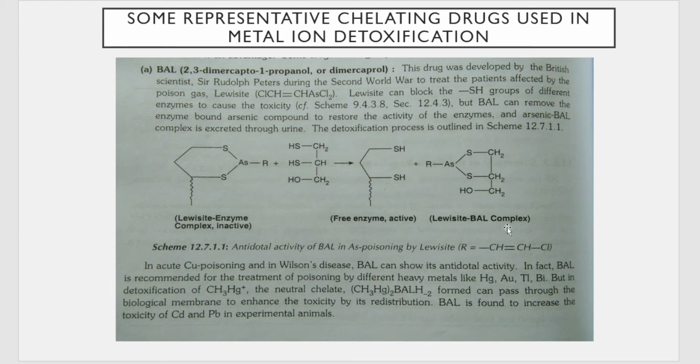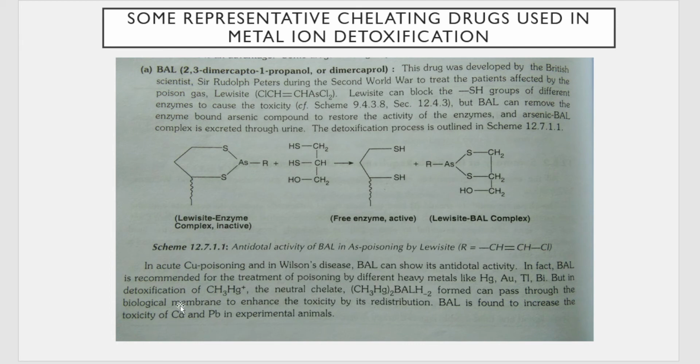So this is how BAL restores the activity of the enzyme and detoxifies the body from arsenic. Now this can be easily removed from the body, that is the arsenic-BAL complex is excreted through the urine, okay, and the enzyme activity is restored back. So even in Cu poisoning and in Wilson's disease, BAL is used, it shows antidotal activity. And BAL is recommended for treatment of different heavy metal poisoning, maybe mercury, Au, Tl, etc.